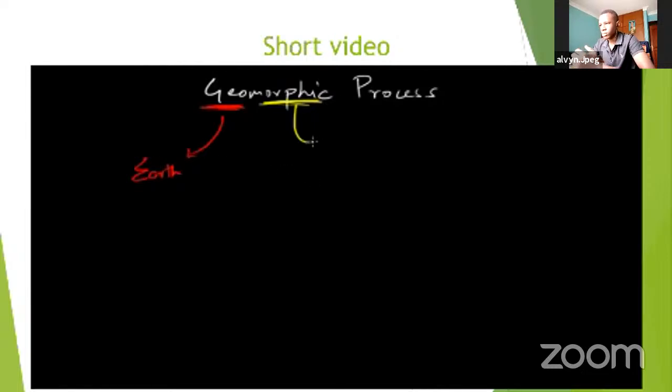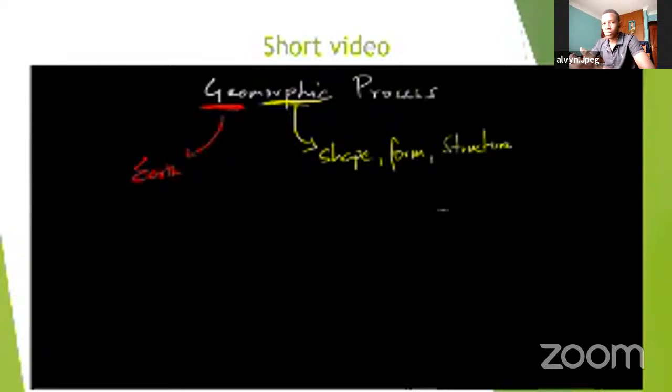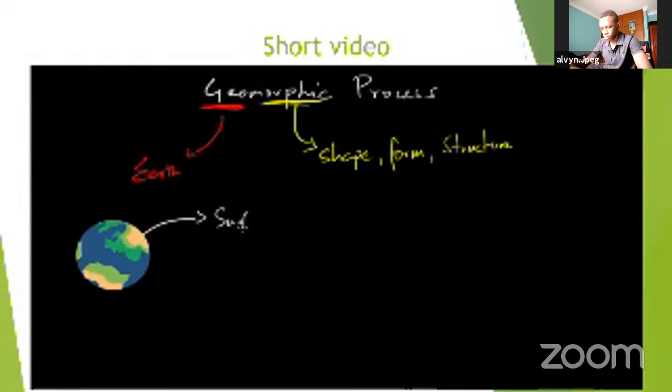And the meaning of the other term, morphic, is shape, form, or structure. So if we combine both terms, we get to know what the reasons were behind the formation of the Earth's surface. If you see, the Earth's surface is uneven, it is not smooth, it is not plain. Somewhere you'll find uplands, and there are some places which have lowlands, depressions. So geomorphic process tells us what the reasons are behind that, why the Earth is like that.